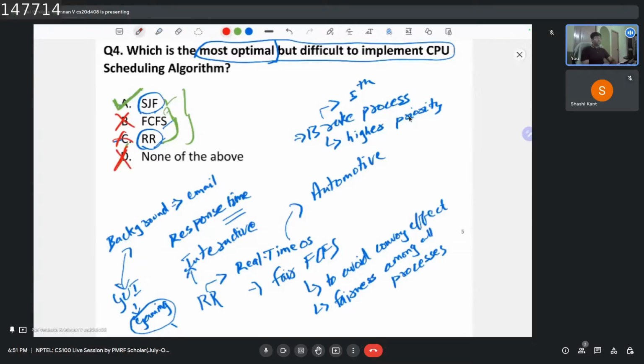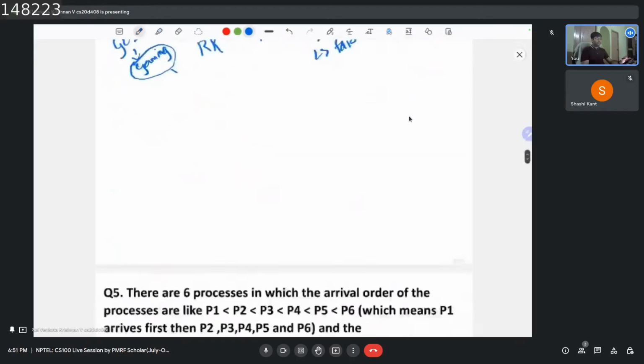So any doubts in this question 4? If not, then we'll move forward to question 5.